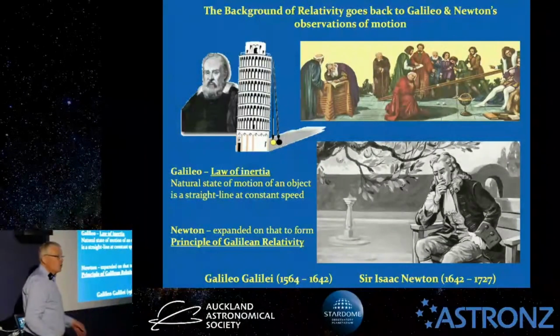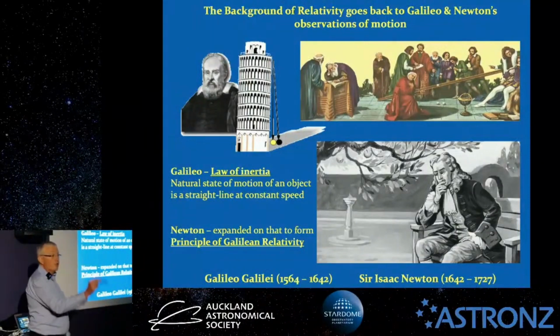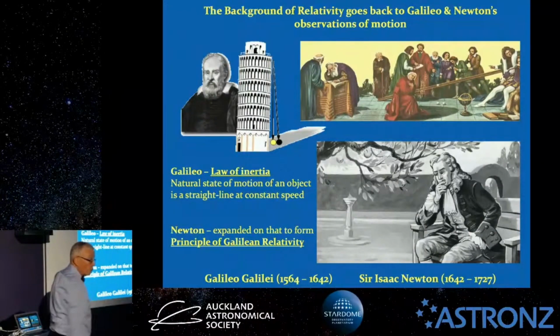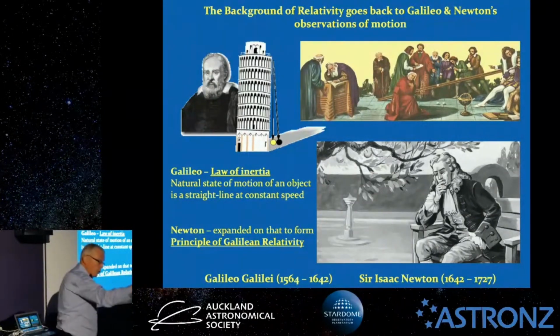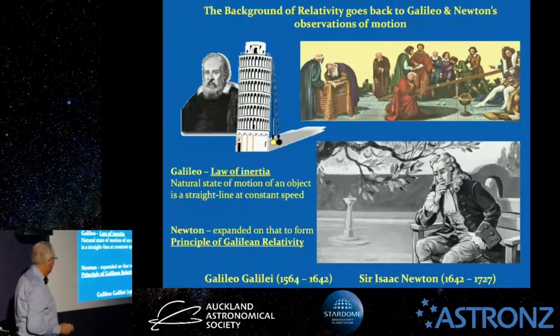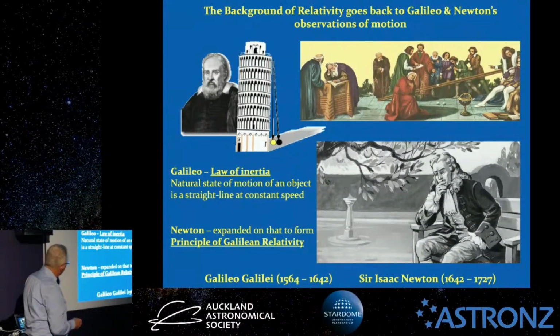But a classic example is space. You see an astronaut get a pen, throw it across the room inside the space station, and it just keeps flying like that. You've got to apply a force to slow it down or alter it in some way. So that was Galileo's law of inertia.